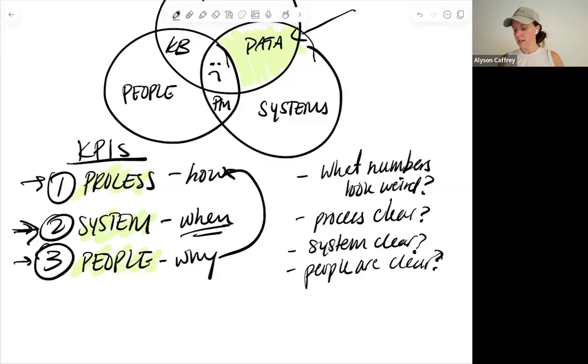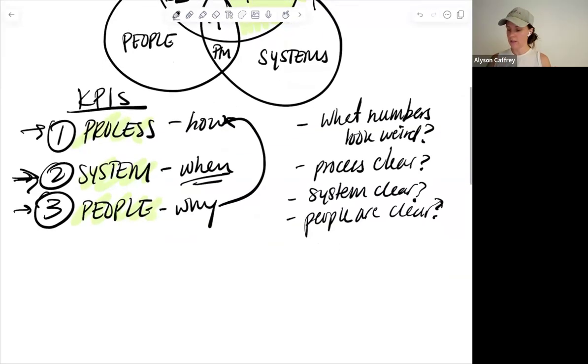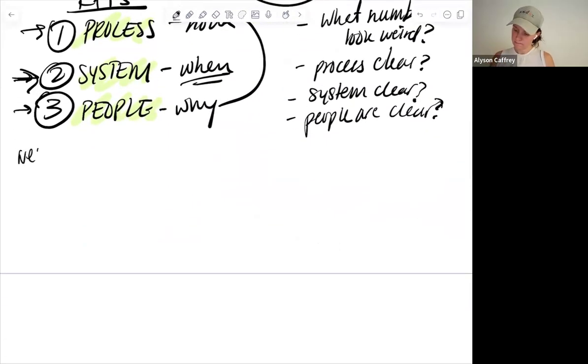So the third obviously is people, right? You want to make sure that you are addressing properly your people issues. So a walk away from this, I think, is number one is to create a clear data picture.